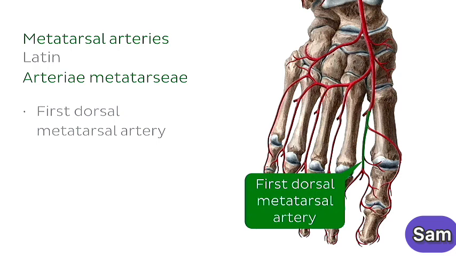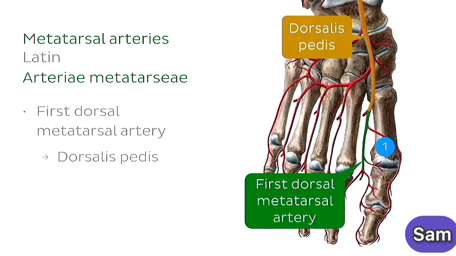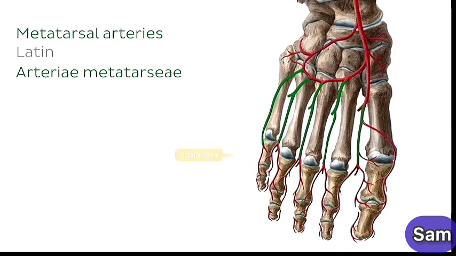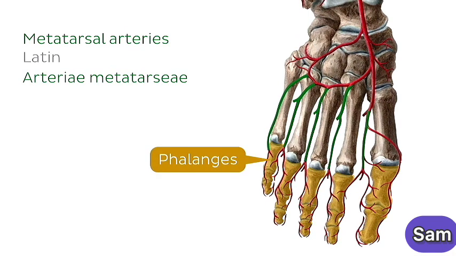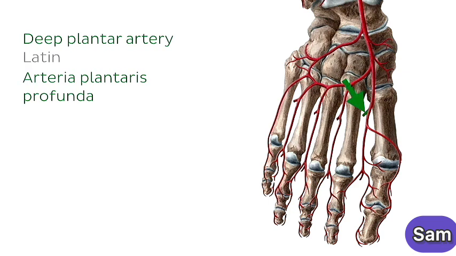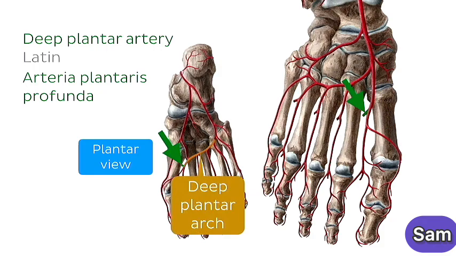The first dorsal metatarsal artery, which travels alongside the first metatarsal, arises directly from the dorsalis pedis artery. The dorsal metatarsal arteries terminate as they reach the phalanges, or bones of the toes, and continue as the dorsal digital arteries. These digital arteries supply the dorsal toes or digits, as they are correctly termed. The deep plantar artery travels between the first and second digit to connect with the deep plantar arch on the plantar surface of the foot.